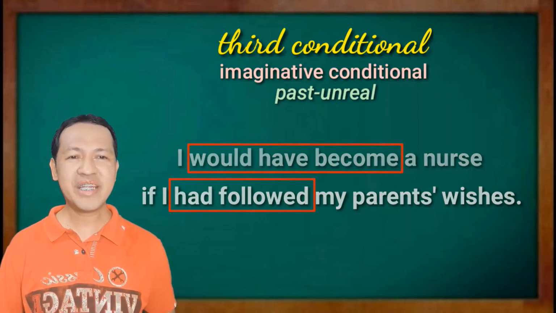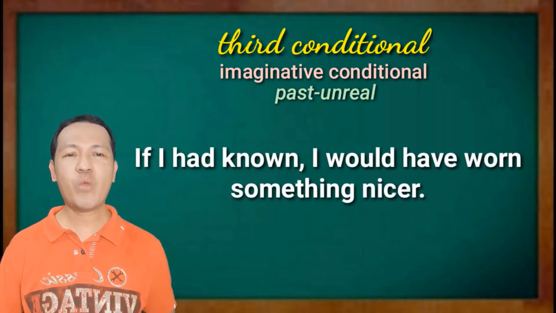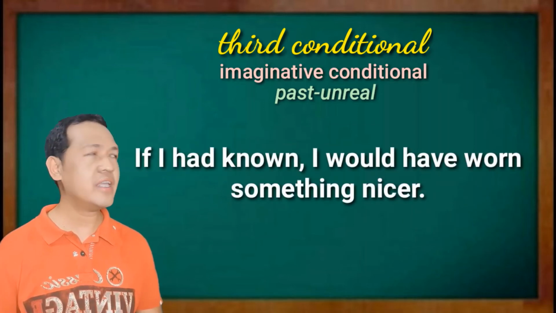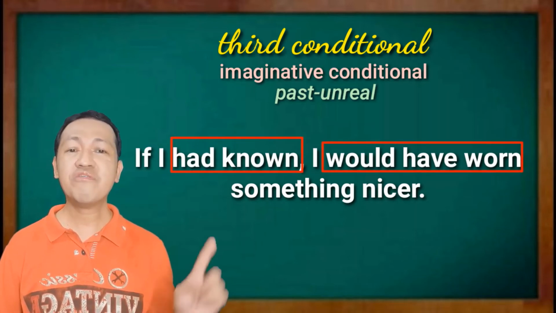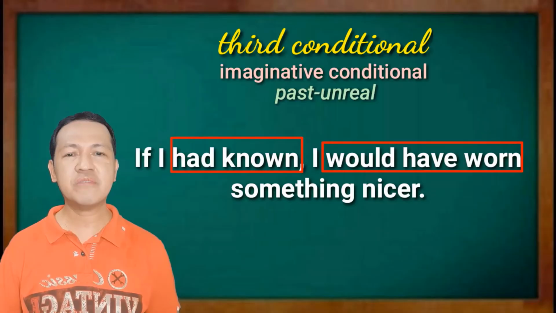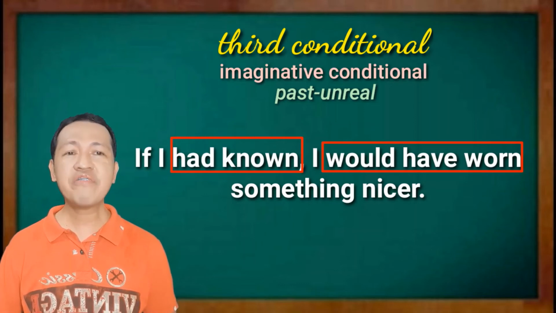Let's say there was a party at school. Because I didn't know that there was a party, I went to school without wearing special clothes. I say, if I had known, I would have worn something nicer. The if clause used the past perfect tense verb had known, and the main clause used the verb phrase would have worn. Now you know everything about zero, first, second, and third conditionals.